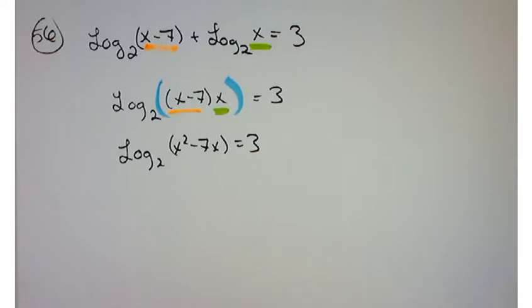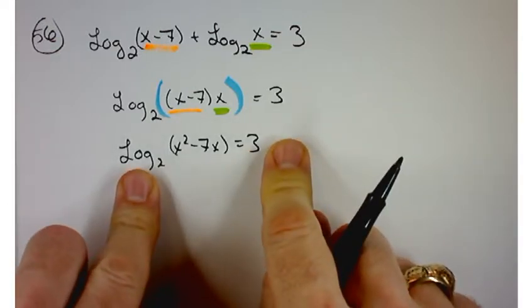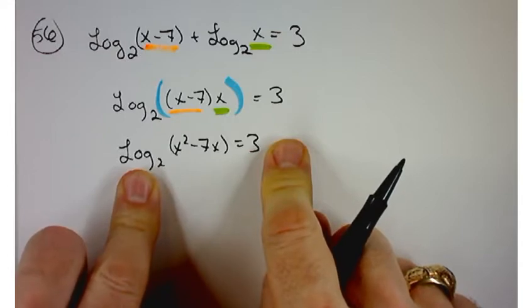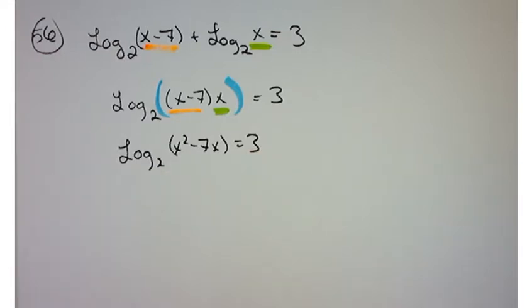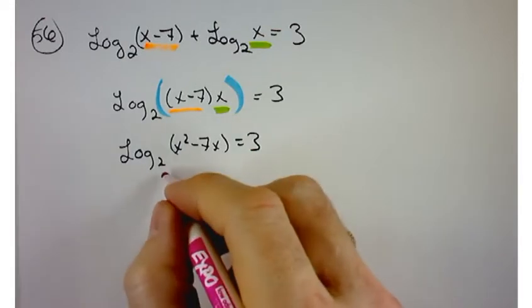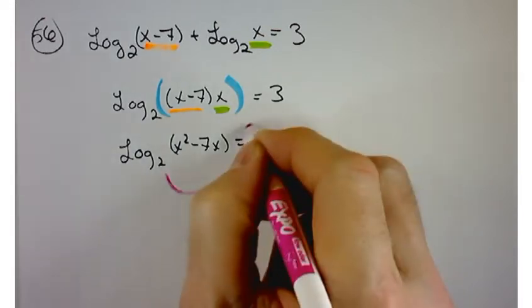Okay. Are we comfortable with this so far? Now the idea is to rewrite this using exponents. So let's see. I'll do it this way. It's going to be 2 raised to the third power equals that.